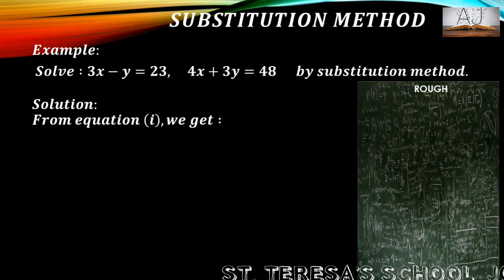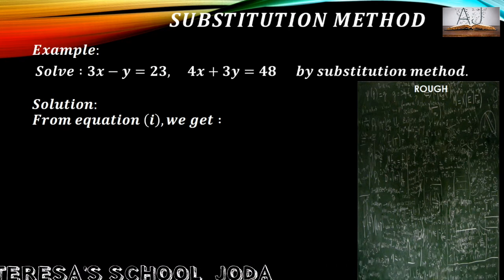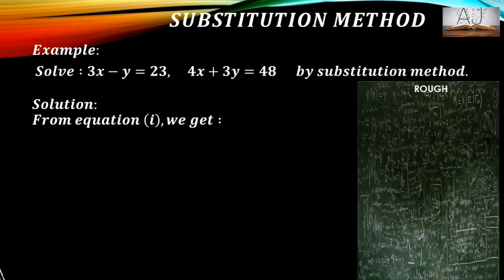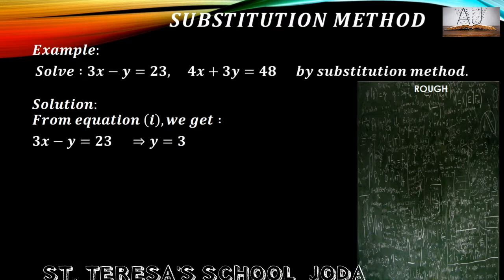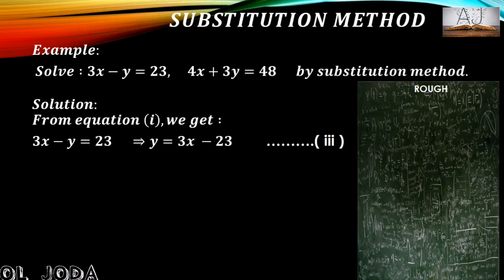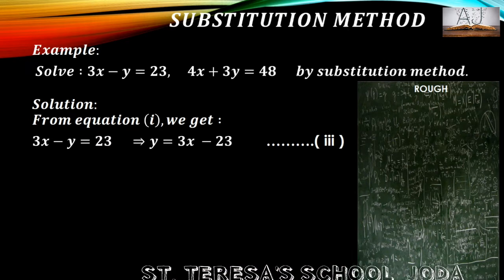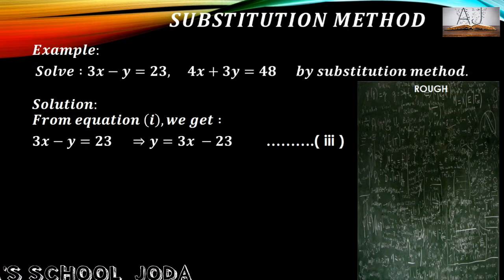Then what do we get here? Making one of them the subject, I am making y the subject. So what do I get if I make y the subject from the first equation? 3x minus y equal to 23. That means y equal to 3x minus 23. Oh, you are not getting it? Doesn't matter, I'll explain it to you here on the rough board.